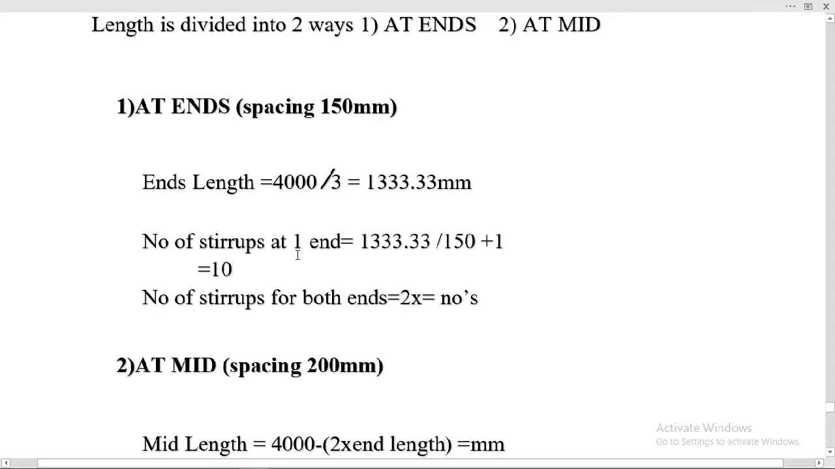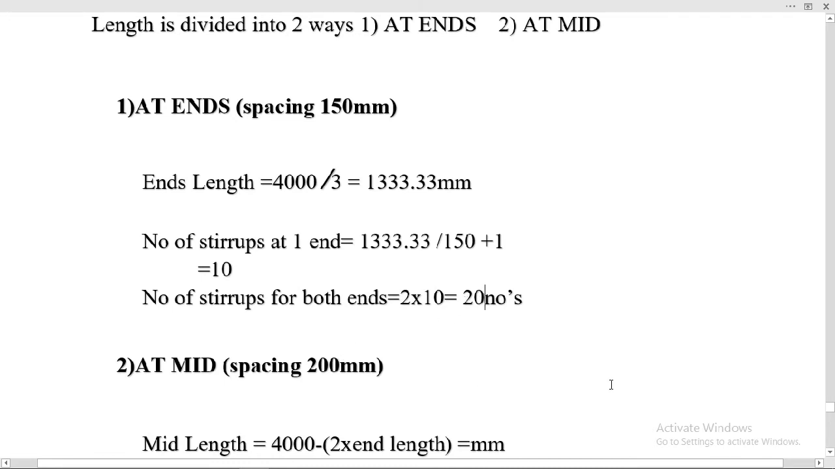We have two ends of the column, so let's multiply by 2. It will give us 20, the total number of stirrups required for our column at the ends, just at the ends.